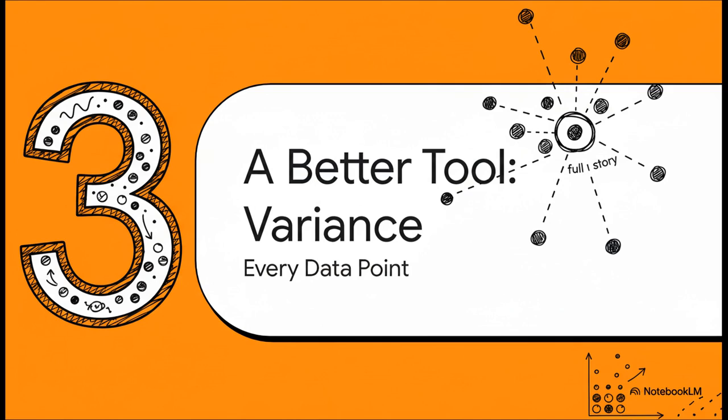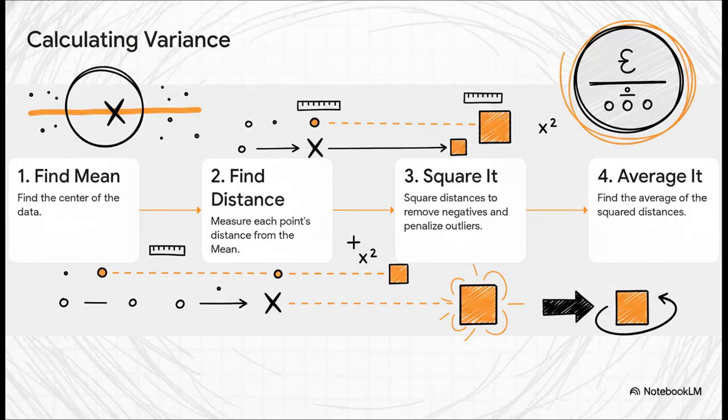See, unlike the range that only looks at the bookends, variance takes every single data point into account. It wants to know the full story of how each and every score relates to the group's average. So how does this work? Let's break it down. We start with our center point, the mean, which we know is 86. Then, for every single score, we measure how far away it is from that mean.